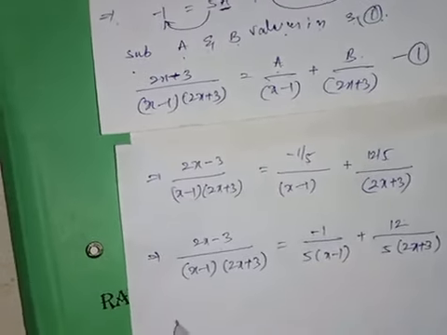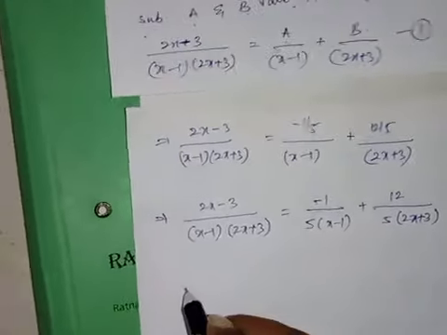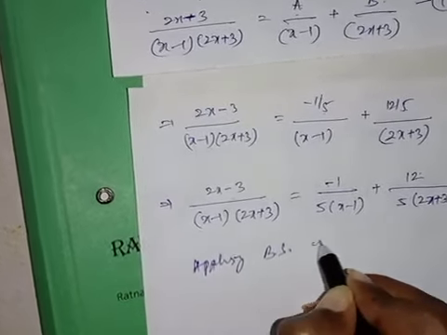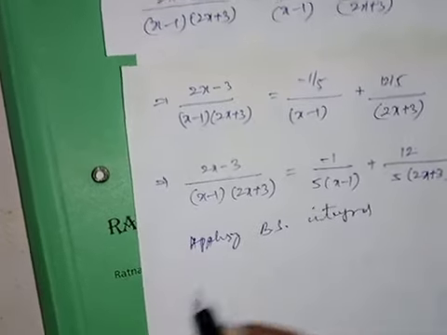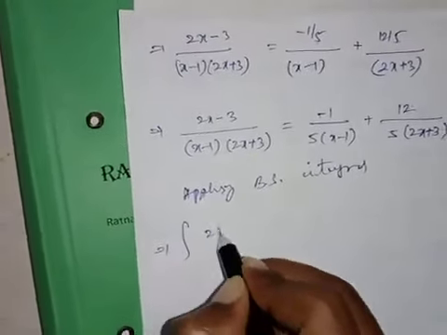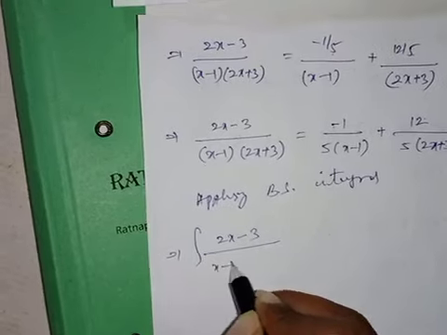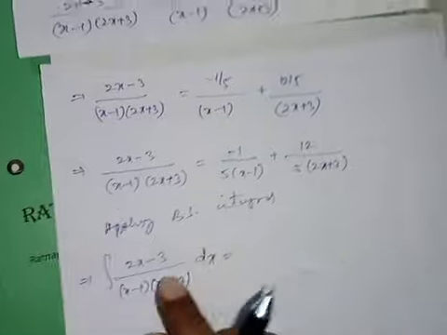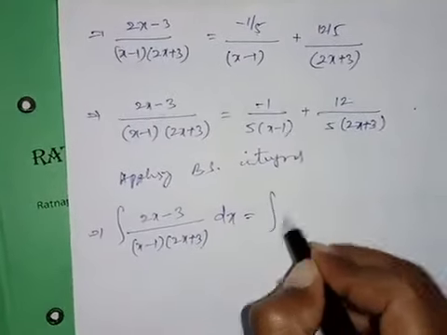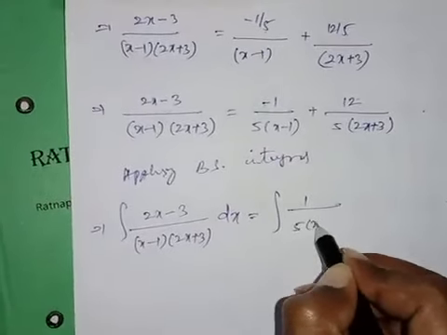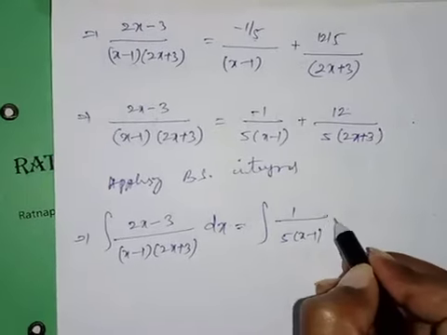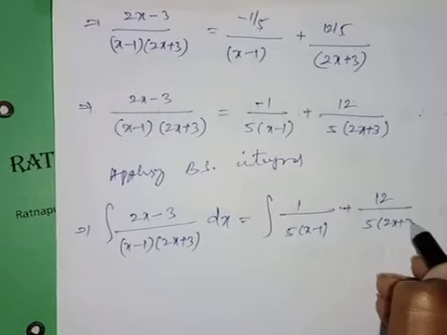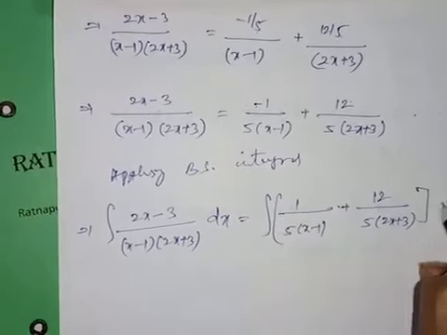Now apply integral on both sides. Applying both side integrals, that is equal to the integral of 2x minus 3 upon x minus 1 into 2x plus 3 dx. In the same way, apply it to the right hand side: integral of 1 upon 5 into x minus 1, plus 12 upon 5 into 2x plus 3, whole into dx.